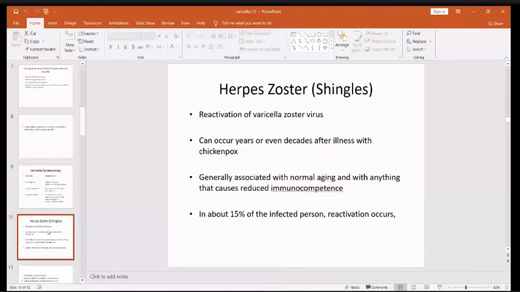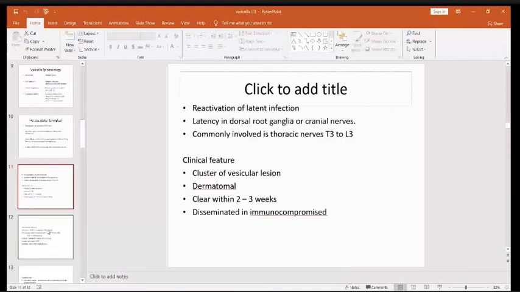Now the clinical feature: it produces a vesicular rash. So it again produces a skin lesion, which is a type of vesicular lesion, and it is dermatomal. Dermatomal means, since the virus remains latent in one of the nerve roots, when it gets reactivated, the lesion, that is the cluster of vesicular lesions, occurs in the dermatome or the skin area supplied by that nerve root.